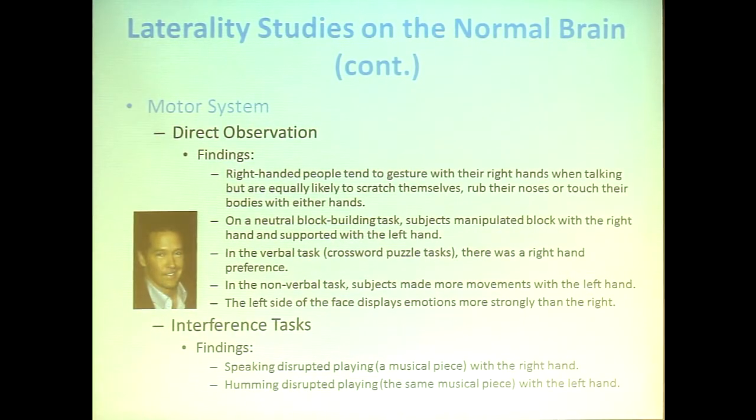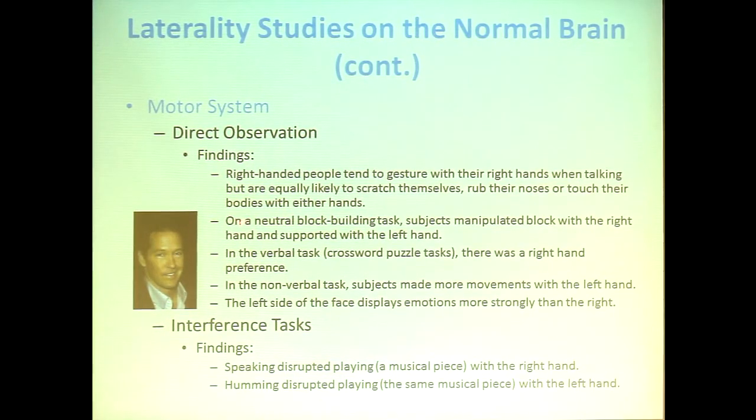Then we look at the motor system. But the motor system is quite complicated, and it was quite difficult to study. There were two main research methods in studying this. The one was through direct observation, the other one through interference tasks. With direct observation, what was found was that right-handed people tend to gesture with their right hands when talking, but are equally likely to scratch themselves, rub their noses, touch their bodies with either hand.